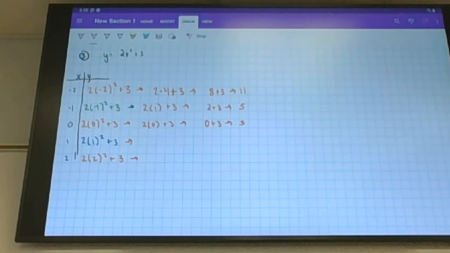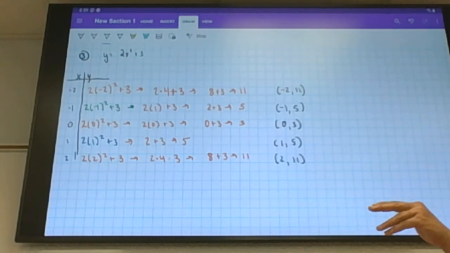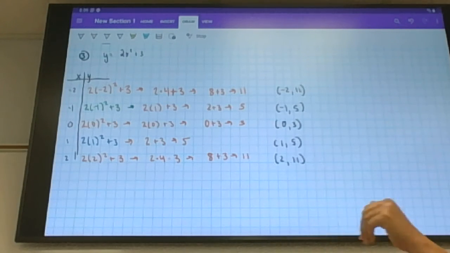Well, you guys did this for homework, right? Yeah. So here's the ordered pairs: -2, 11; -1, 5; 0, 3; 1, 5; and 2, 11. If you got the top half of the table wrong, it's probably because of the negatives.